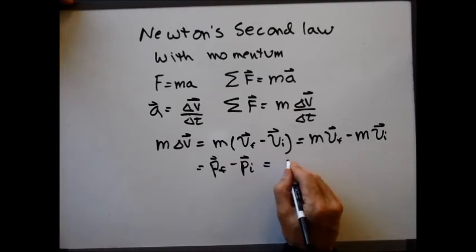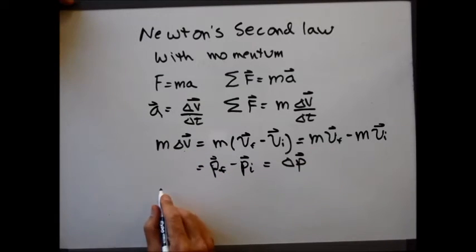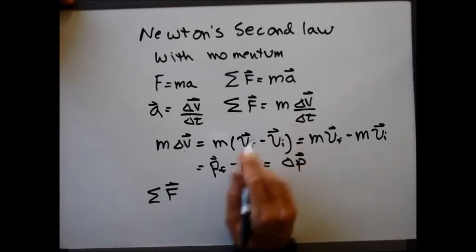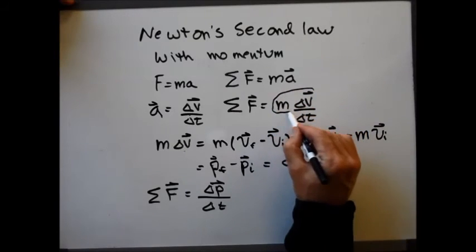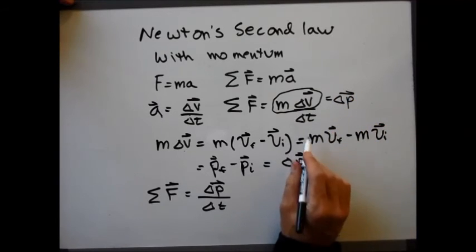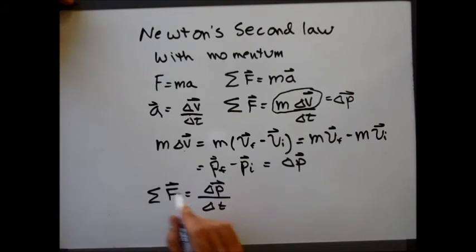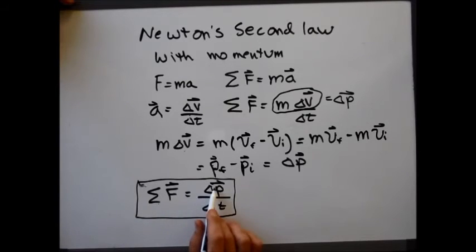And so this is just the change in momentum. So mass times change in velocity is change in momentum, and so we can say the sum of the forces, going back to this equation, is equal to the change in momentum divided by the change in time. That is, the change in momentum here is just delta P, right, divided by the change in time. And so this is the momentum way of writing Newton's second law, and it's really the way Newton said it. Newton said the sum of the forces is equal to the change in momentum over the change in time, or the rate of change of the momentum.